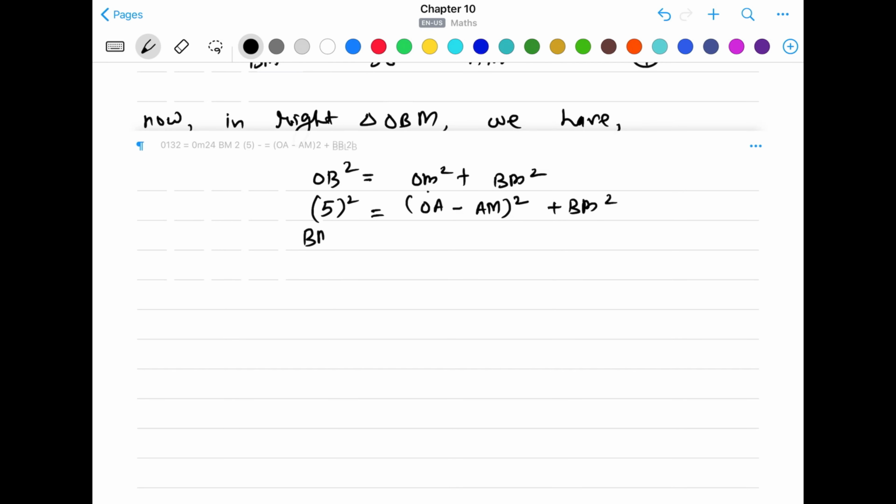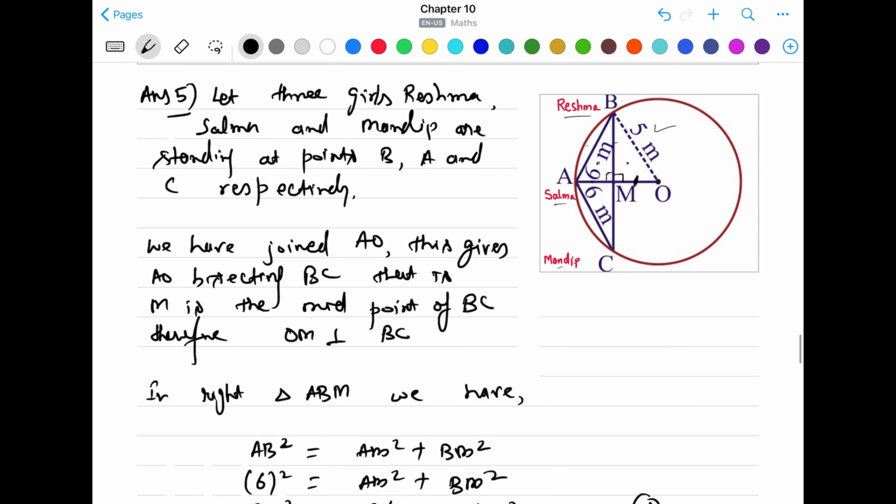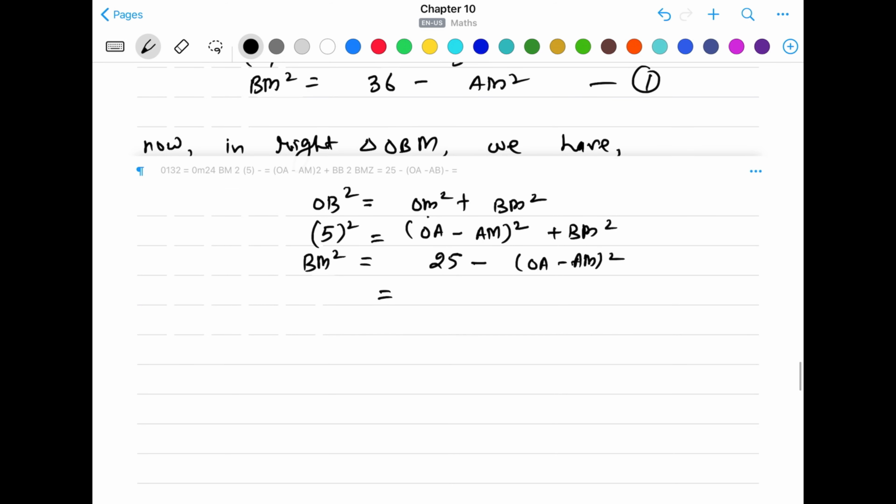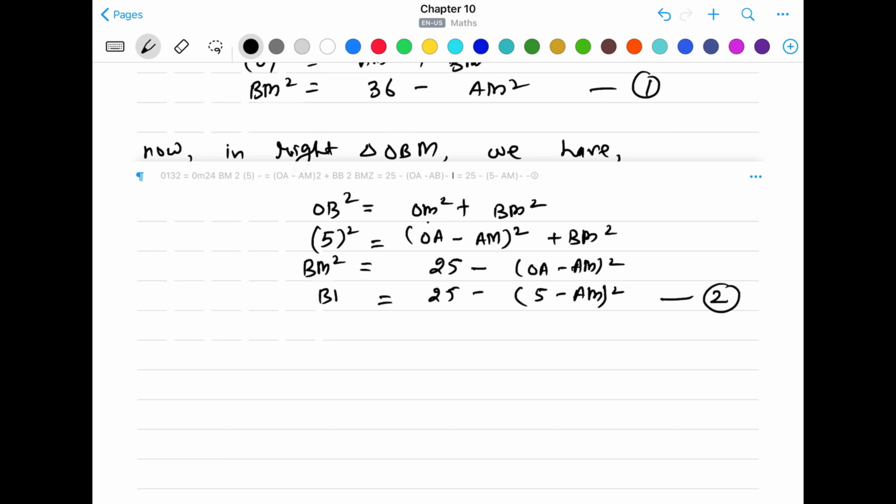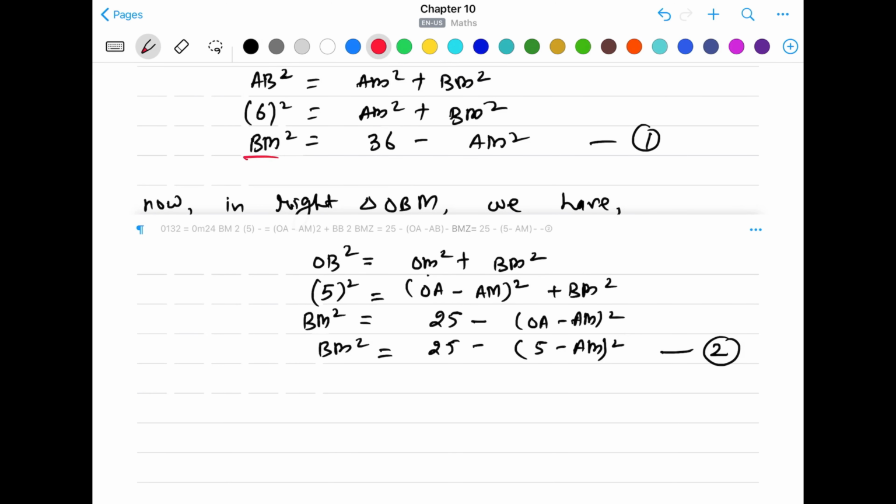So let's find the BM from here. BM square from here will be, this 5 square will be 25, then this term will be shifted to that side, that is OA minus AM whole square. And we are given this OA, since this is also the radius of the circle, so this will also be 5 meter. So we have 25 minus 5 minus AM whole square. Let's name it equation number 2 now. So from both equation 1 and 2, we have the value of BM square, and they have to be equal.